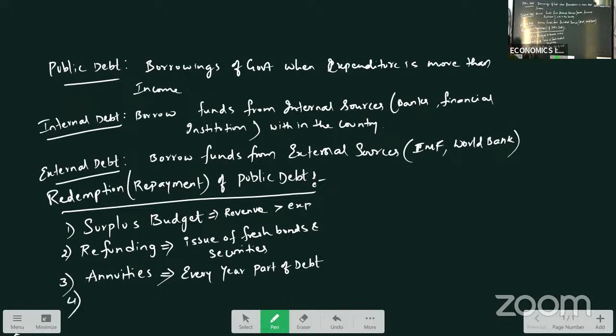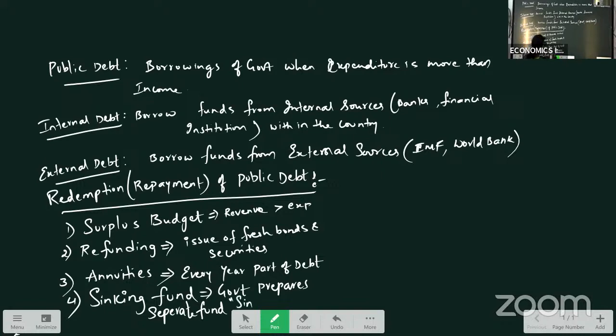Then next one we have sinking fund. Sinking fund means, when the government receives certain grants from various sources, that will be deposited every year into a separate fund account called sinking fund. So here the government prepares a separate fund called sinking fund.